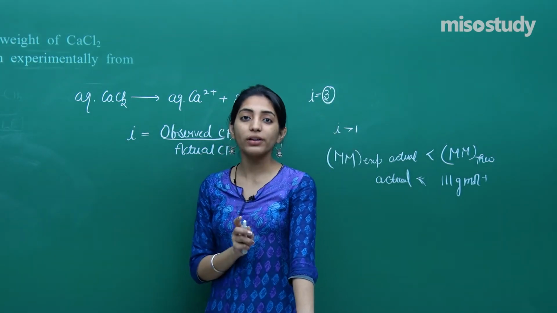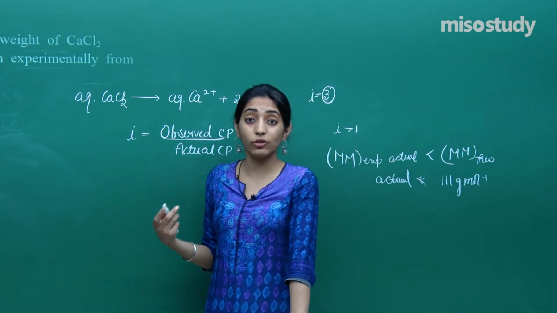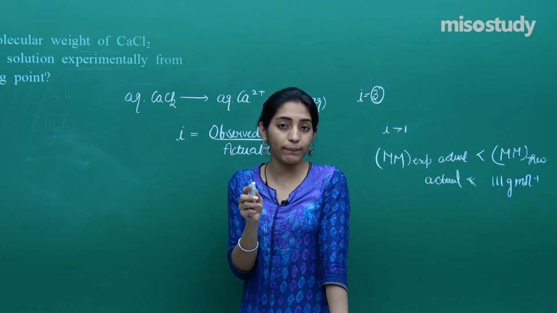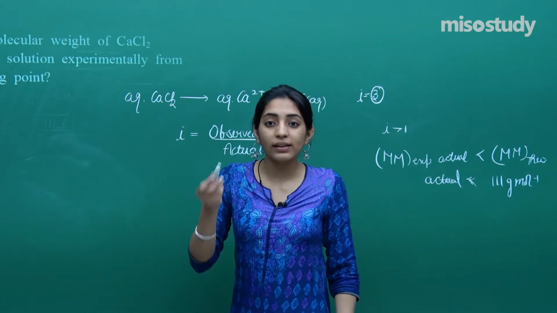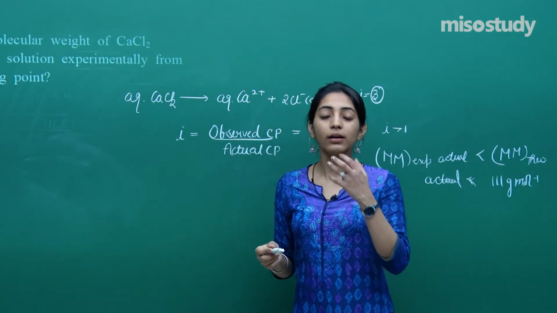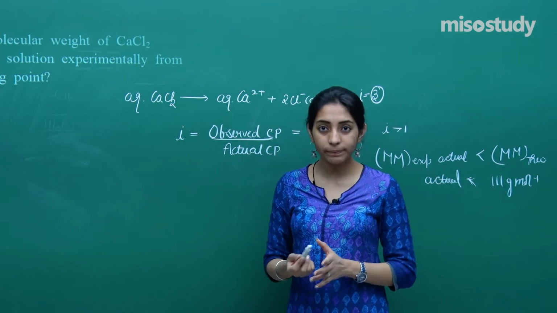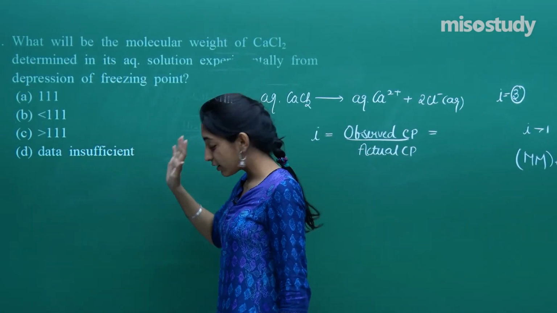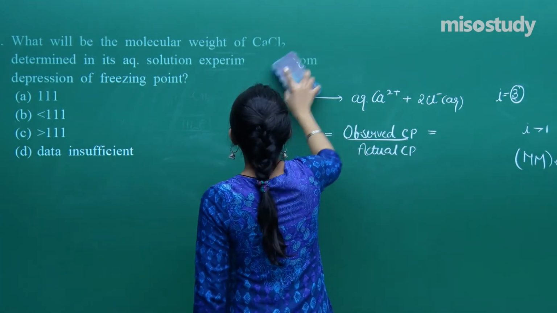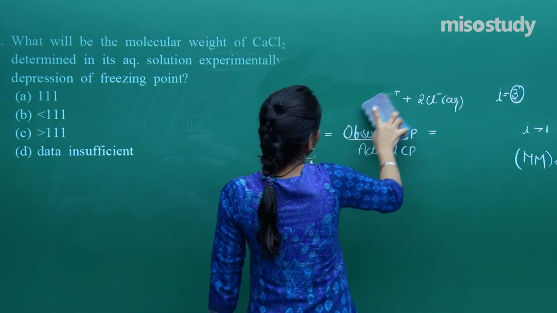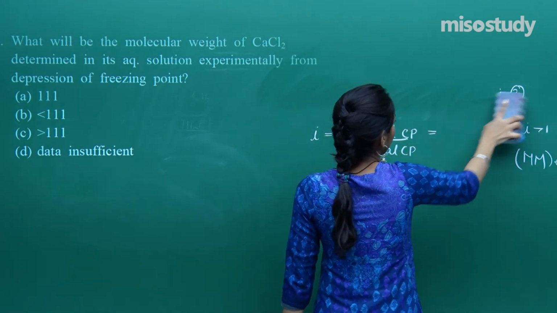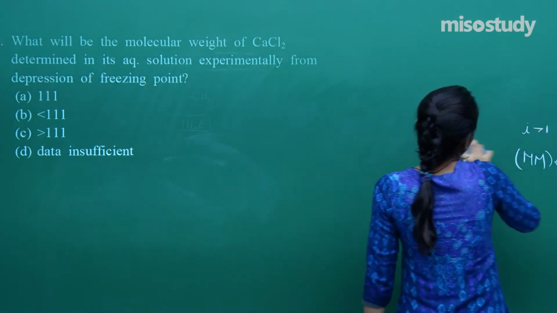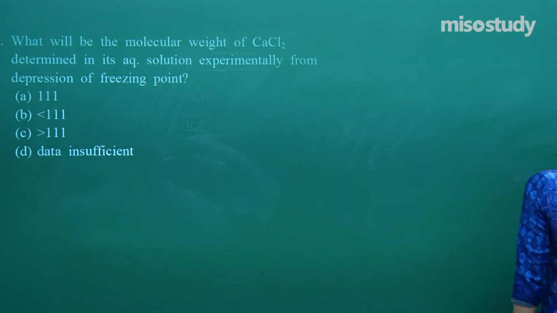So this we have already done, that molar mass and i have an inverse relation. If i is equal to 1, then the molar mass will be the same, actual as well as experimental. But if the value of i is greater than 1, then the molar mass will be lesser than the calculated molar mass. So the answer for this question is option B. Clear? This was a direct question, but direct only for those students who remember that molar mass has an inverse relation with the i value. So if i becomes greater than 1, the molar mass will be found to be lesser than the theoretical value.